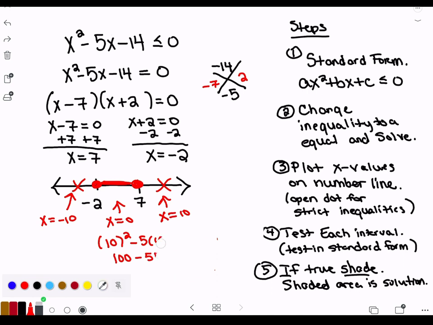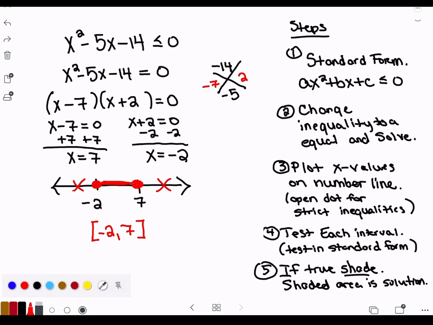So when I go back up here, my solution is going to be the area that's shaded. That's what it says in step 5. Whatever area you have shaded is your solution. So that's bracket negative 2 to 7 bracket. Or I can write it as x is in between negative 2 and 7. That's another way that you can write it.